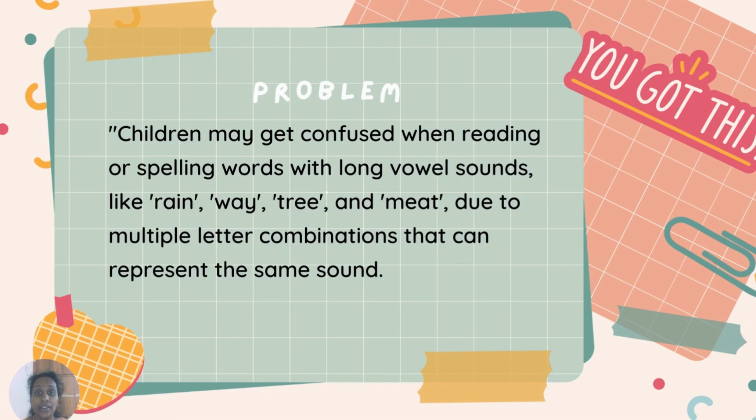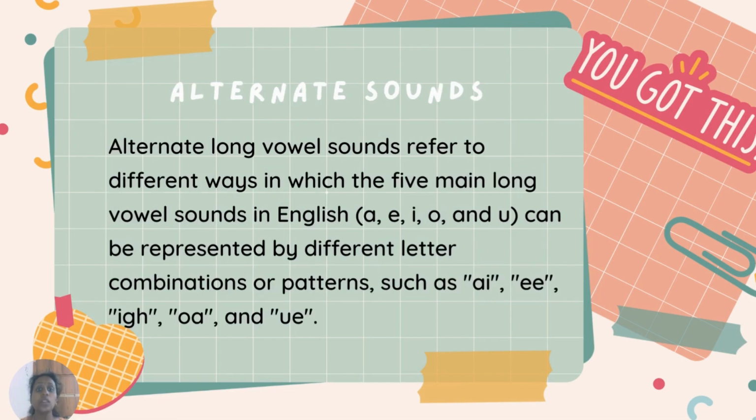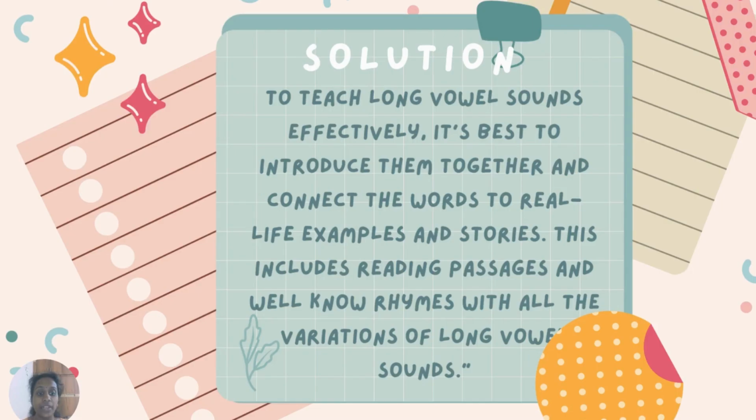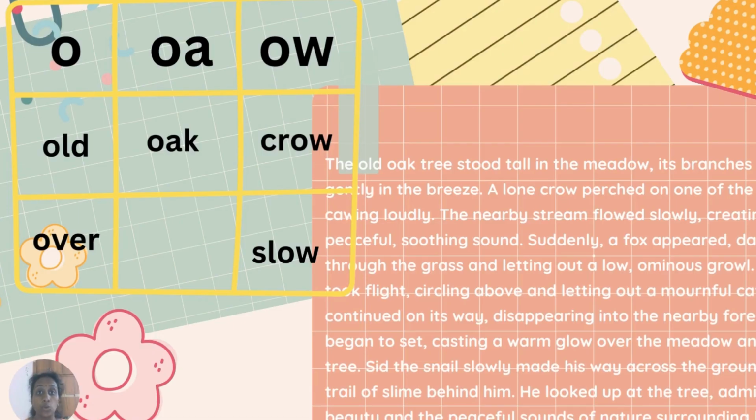For that, the solution is very simple. When we teach long vowel sounds, we have to teach all the sounds at the same time. You have to teach all the long vowel sounds effectively, and it's best to introduce them together at the same time. For example, if you want to teach the vowel sound of O, you can teach them like this: O makes O sound, OA makes O sound, OW makes O sound.